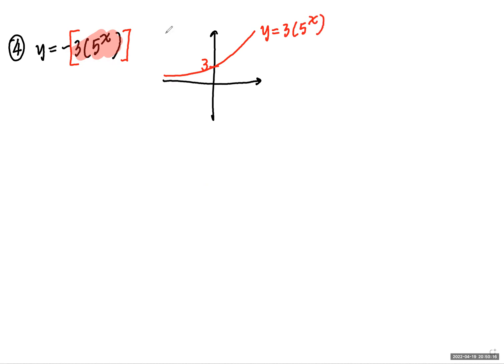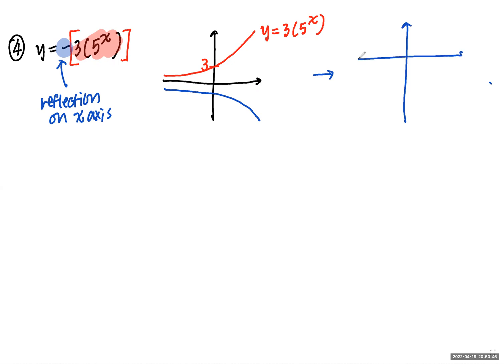Now, can you see here? There's a negative in front. What is this negative? What does it mean? Reflection where? On the x-axis. So it means that this is the reflection, right? So ultimately, at the end of the day, what's my answer? This will be my answer: y is equal to negative 3 (5 to the power of x). Whereby, how much is this blue dot here? Done.